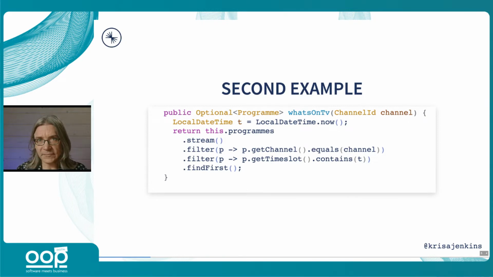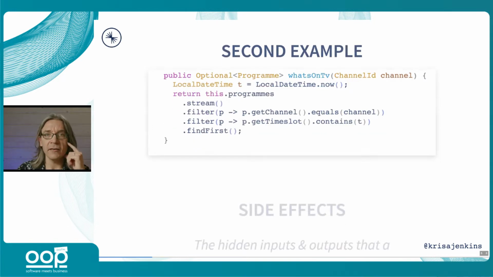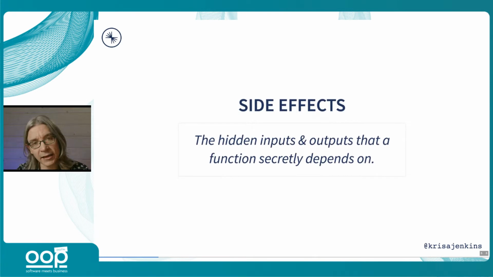So let's start with this as a definition of what side effects actually are. Side effects are the hidden inputs and hidden outputs that a function secretly depends on. It doesn't declare them anywhere in the function signature, so they won't show up in the Javadoc, but they are absolutely cause and effect part of the code we're writing.